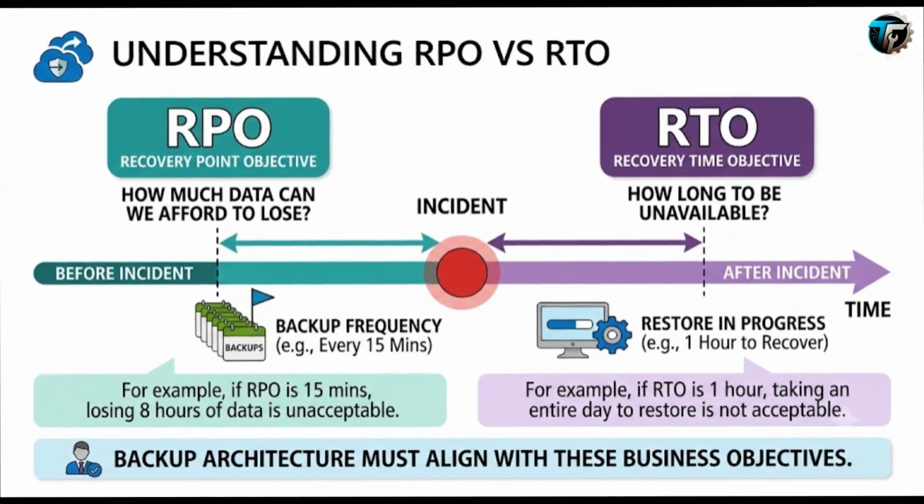This is where two very important architecture concepts come into play. RPO, Recovery Point Objective. How much data can the business afford to lose? And RTO, Recovery Time Objective. How quickly must the application or service be restored? For example, if our RPO is 15 minutes, losing 8 hours of data is unacceptable. If our RTO is 1 hour, taking an entire day to restore the application isn't acceptable. Backup architecture must align with these business objectives.